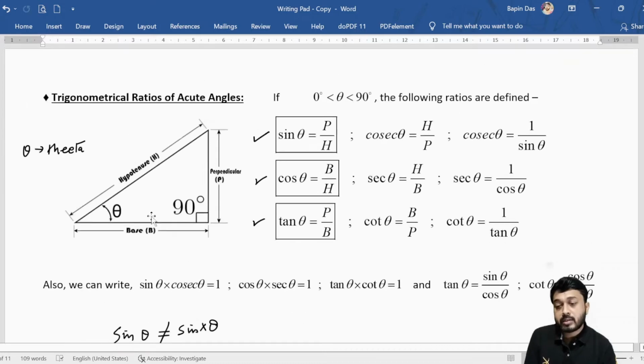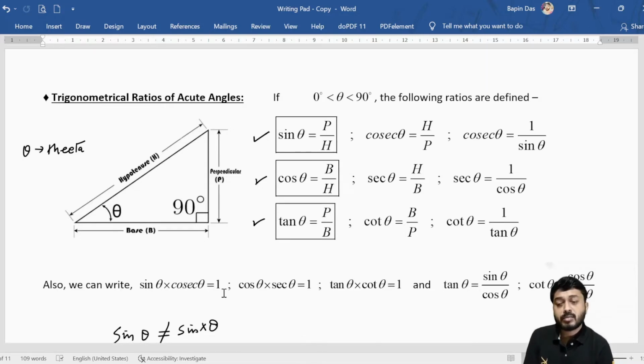Also we can write sin theta multiplied by cosec theta equal to 1, definitely, because they are reciprocals of each other. Sin theta multiplied by cosec theta equal to 1. And cos theta multiplied by sec theta is equal to 1, and tan theta multiplied by cot theta also equal to 1.